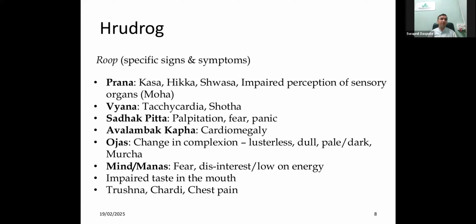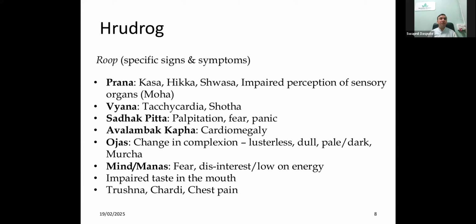Abnormality in Sadhaka Pitta: palpitation, fear, panic will be seen. Okay, palpitation is strong heartbeat. Strong heartbeat means the patient will feel the heart is beating with intense pressure. So that will be palpitation, and a feeling of fear and panic will be there.